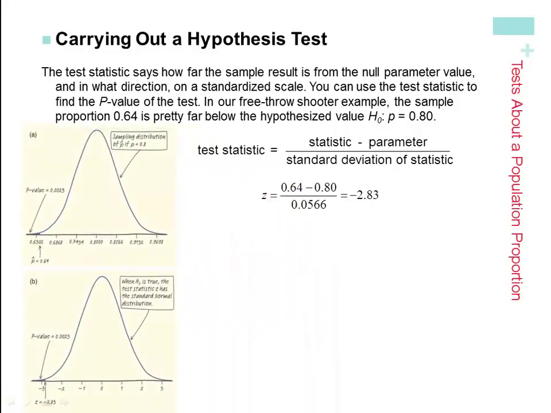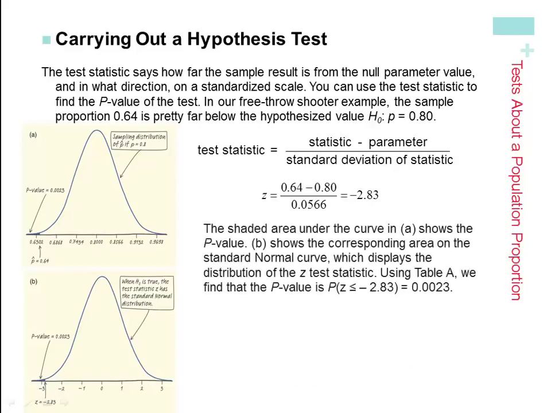If I look at the graph at the top, that's my normal sampling distribution. My graph below looks identical, and it is the standard normal distribution for this example. And what I need to do next is obtain my p-value by finding the probability that the z-score would be less than negative 2.83. In calculating the probability that z is less than negative 2.83, I obtain a p-value of 0.0023.